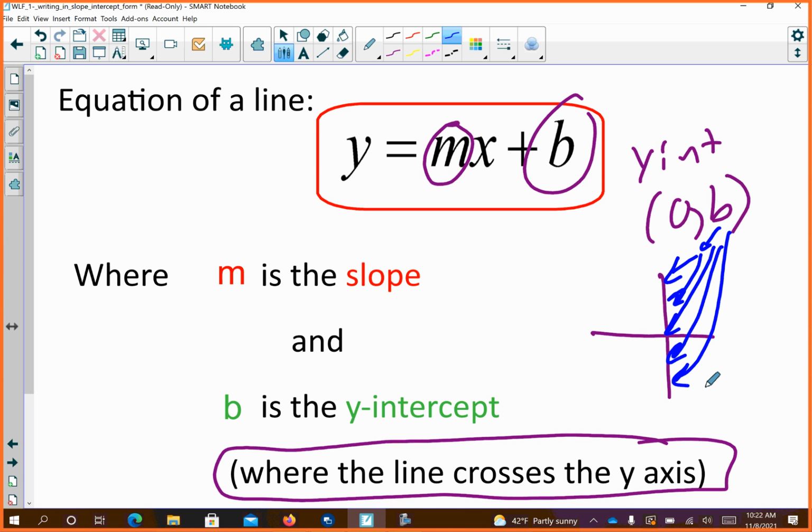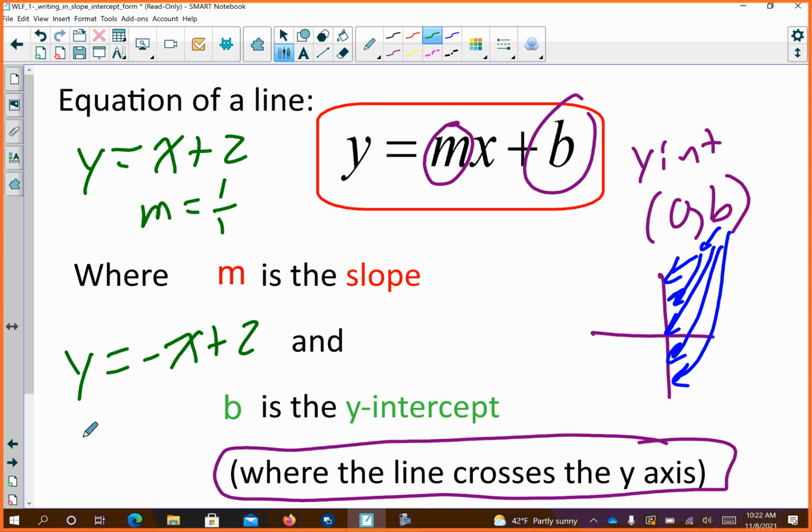So, and these are just some things to note. If you have like y equals x plus 2, you have a slope of 1 over 1. If you have y equals negative x plus 2, then your slope is negative 1 over 1.